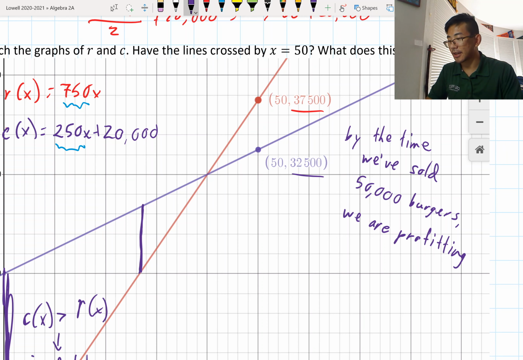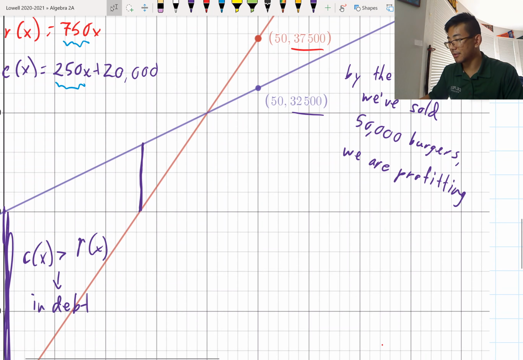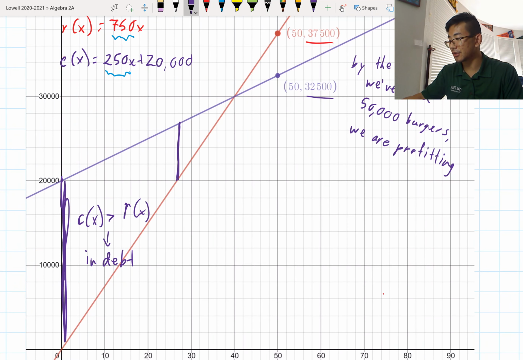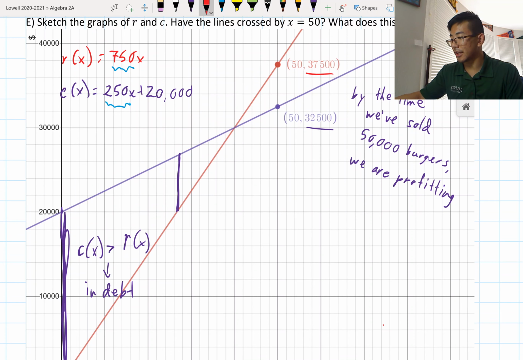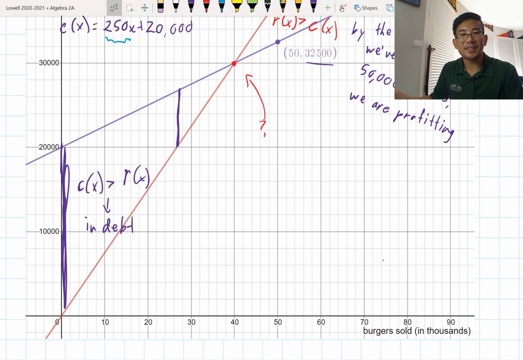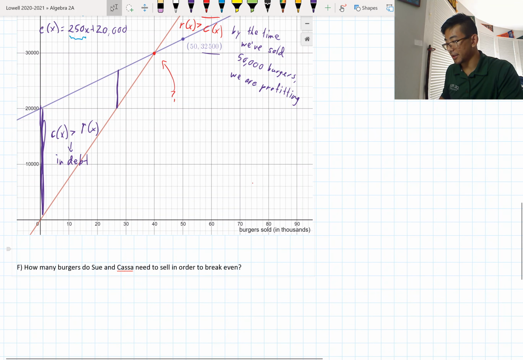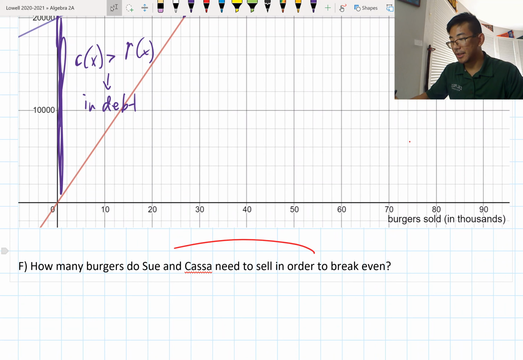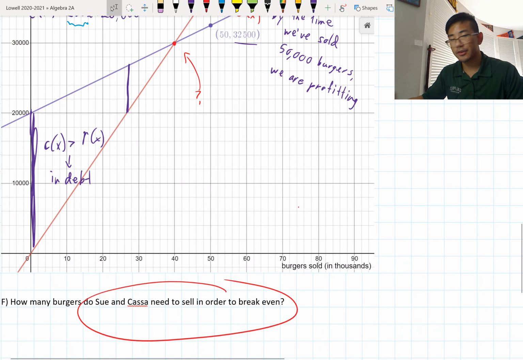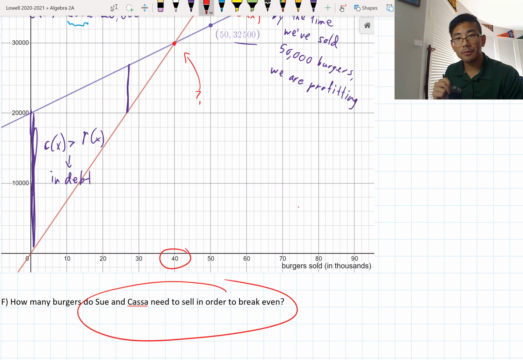We can see that because the cost function starts off greater until we get to some point here, and after that, our revenue is greater than our cost. So the question is, where is that? Since I've graphed it so neatly on Desmos, we can already see that it's going to be at 40,000 burgers, but let's confirm algebraically. How many burgers do we need to sell in order to break even? I'll just answer the question right here so we can see that it is actually 40.